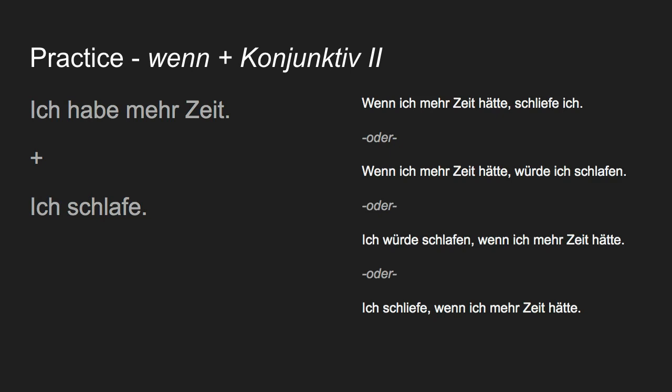All right, so there are four different options that you could have depending on if you decided to put the subordinate clause first or last. So if you did decide to put the subordinate clause first, you could have had wenn ich mehr Zeit hätte, schliefe ich, and that's using schlafen in its subjunctive two preterite form. Or you could have had wenn ich mehr Zeit hätte, würde ich schlafen. And the only difference here is that we've used würde plus the infinitive schlafen.